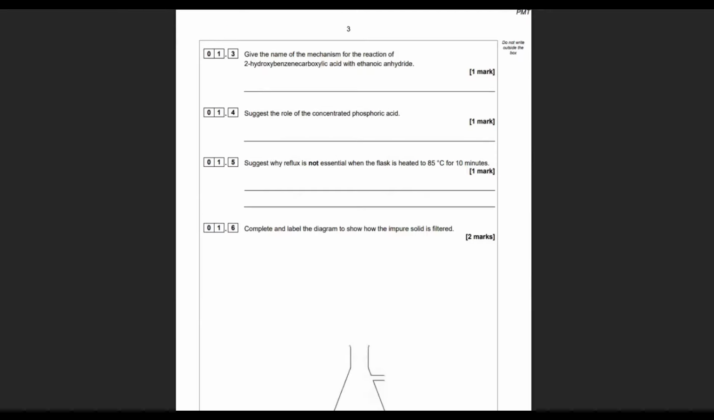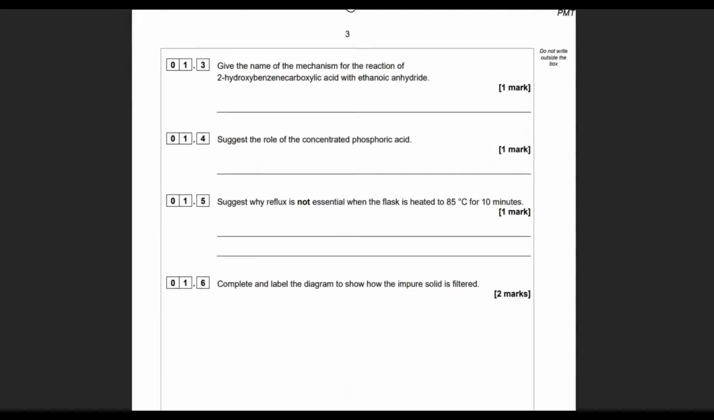So 1.3. Let's zoom a little bit on this one. Give the name of the mechanism for the reaction of 2-hydroxybenzene carboxylic acid with ethanoic anhydride. It's worth 1 mark.